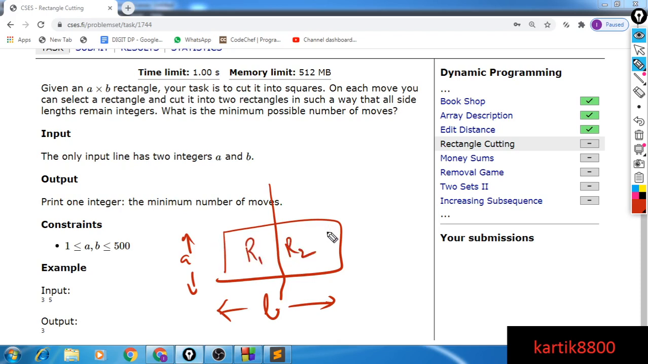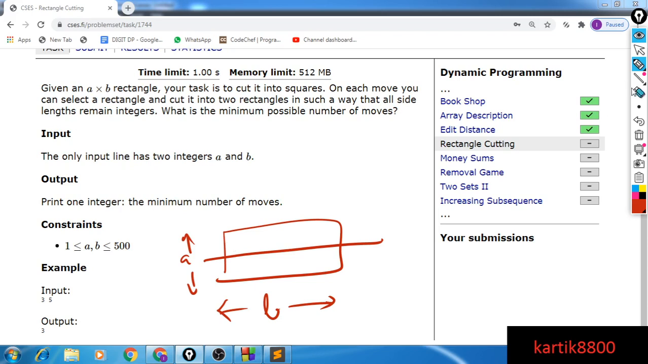You can cut your rectangle using horizontal lines, or you can cut them using vertical lines. So if you cut it using a vertical line, it's going to be something like this. Also, you have to make sure that after the cut, your rectangle will be broken down into two smaller rectangles. Both of those rectangles must have integer length and breadths.